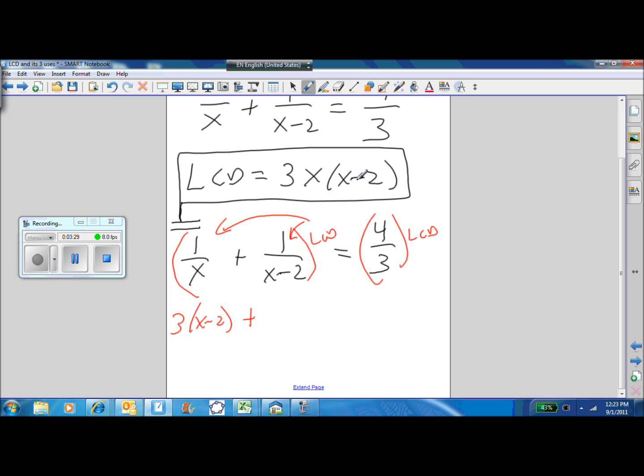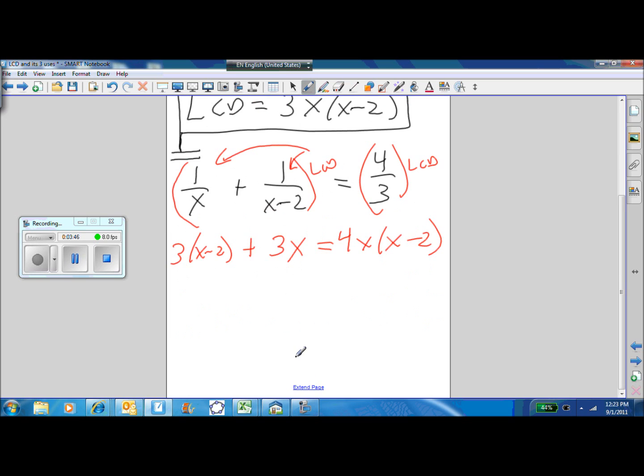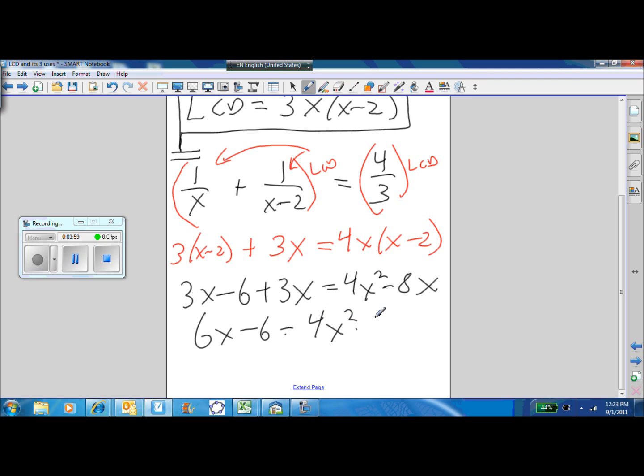Plus, in this case, the x minus 2 cancels, so we're just left with 3x. On the right side, the 3 will cancel with the 3 in here, and you're left with 4x times x minus 2. So in one step, you have no more fractions to deal with. Now let's continue on with the problem by getting rid of the grouping symbols. 3x minus 6 plus 3x equals 4x squared minus 8x. So let's see, we get 6x minus 6 equals 4x squared minus 8x.